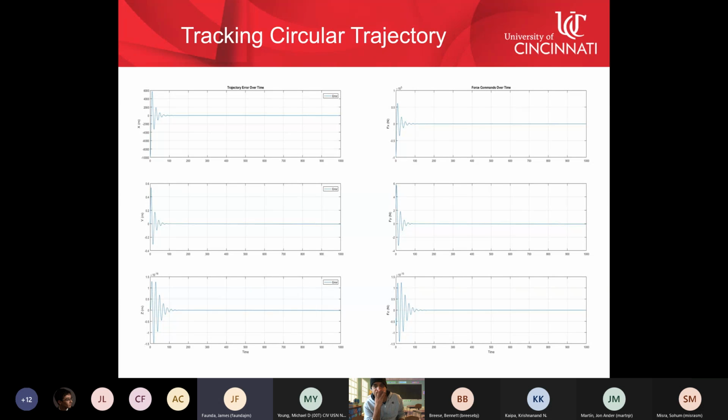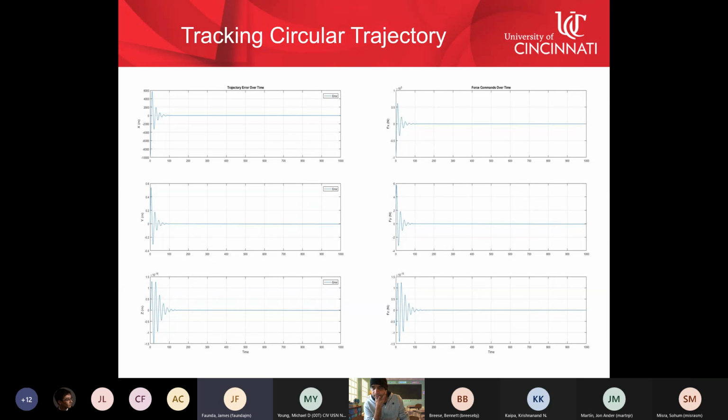First, before even debris is added, we have to make sure that the satellite will actually track a circular trajectory. As we can see in the figure on the left, the error from the satellite relative to the reference trajectory does oscillate initially from a 10-kilometer difference in the x direction, but does eventually stabilize around a 0-meter error.